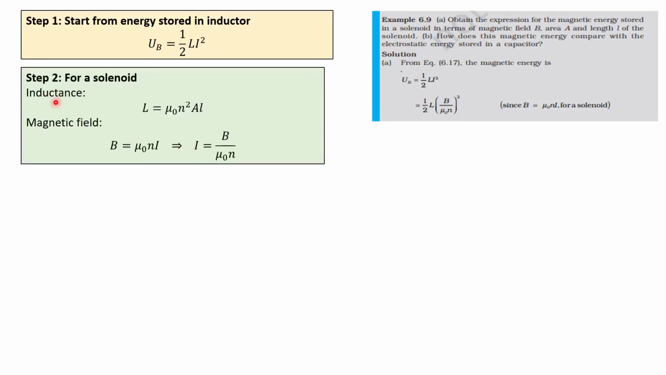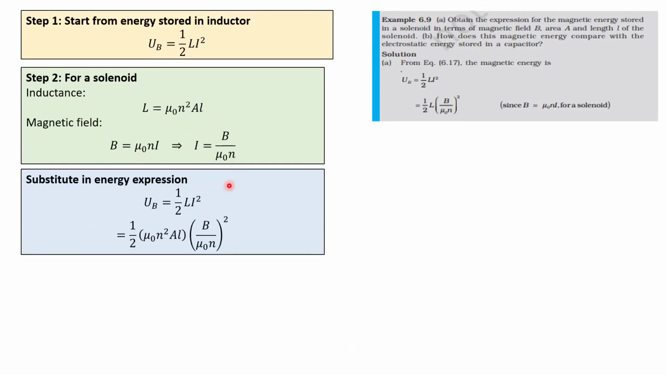Now, what is the coefficient of self-inductance for a long solenoid? L equal to mu 0 N square A l. Magnetic field along the axis of the solenoid B equal to mu 0 N I. So we'll get I equal to B by mu 0 N. Now we'll substitute.